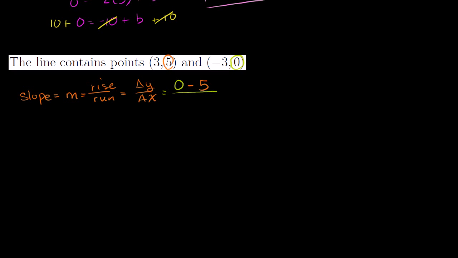And then that is going to be over negative 3 minus 3. This is the coordinate negative 3, 0. This is the coordinate 3, 5. We're subtracting that. So what are we going to get? The numerator is negative 5, over negative 3 minus 3 is negative 6. So the negatives cancel out. You get 5 over 6.